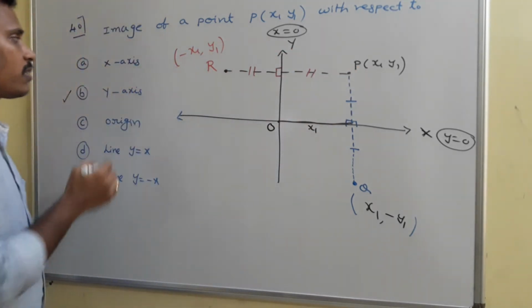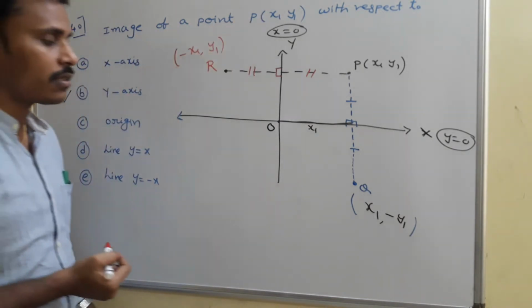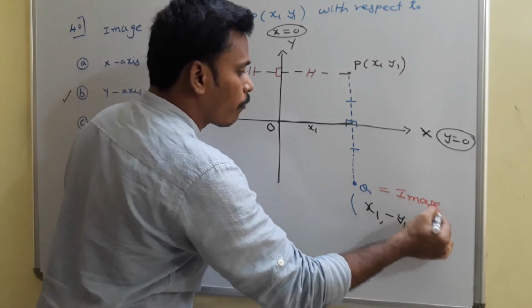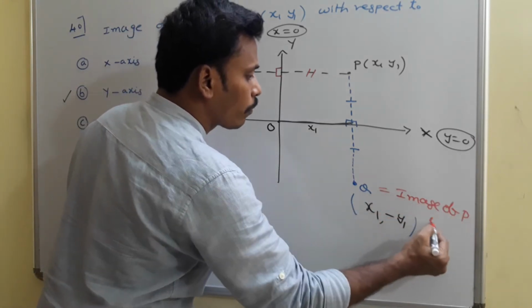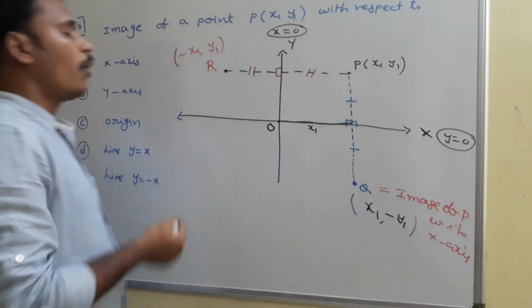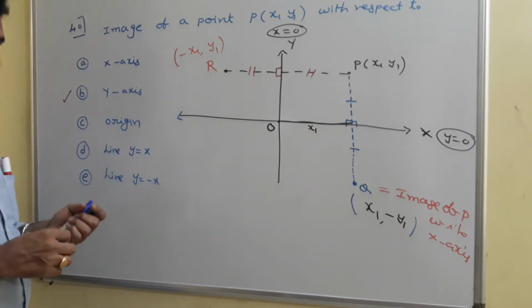That's it. Just have a look. The image of the point P (x1, y1) with respect to the x-axis is this Q. So this Q is equal to the image of P with respect to the x-axis, whereas this R is the image of P with respect to the y-axis.